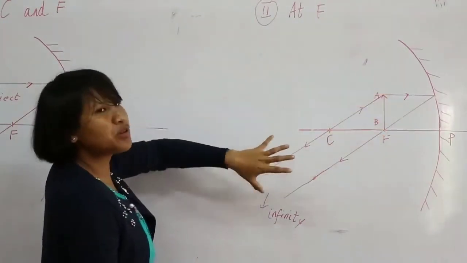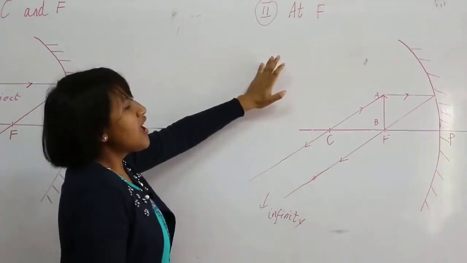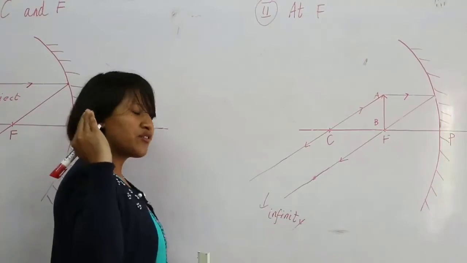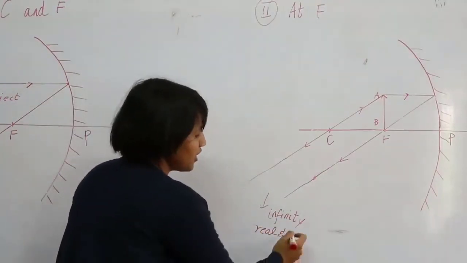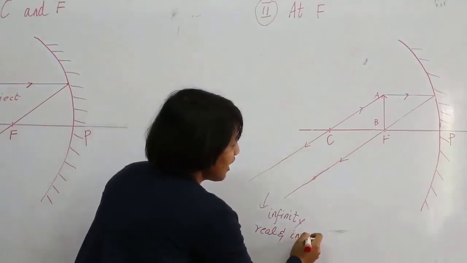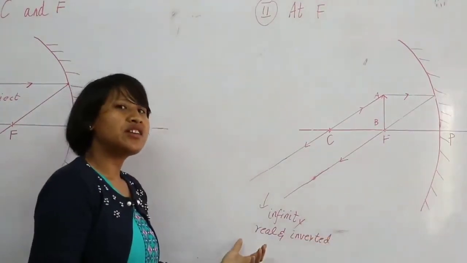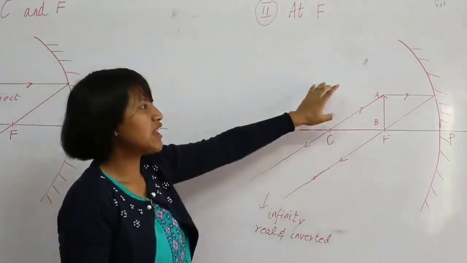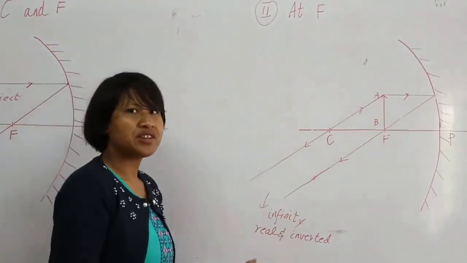And this is the size of the object, but the size of the image in this case will be very, very big, very enlarged. And also the image, being formed somewhere at infinity, will be real, they will meet, and you know that a real image is always inverted, so the image is real and inverted. So at focus, the size will be enlarged, it will form at infinity, and it will be real and inverted.